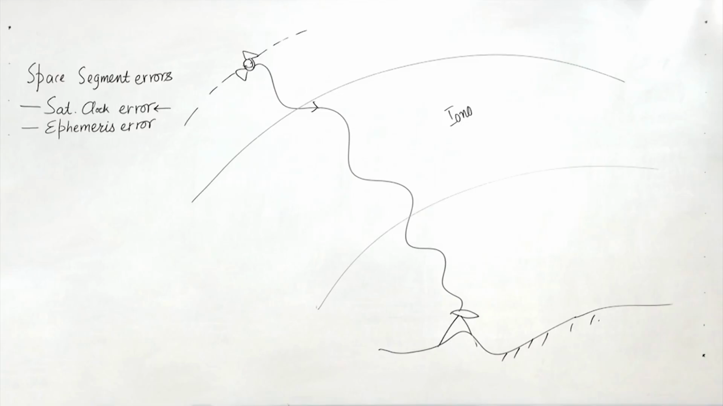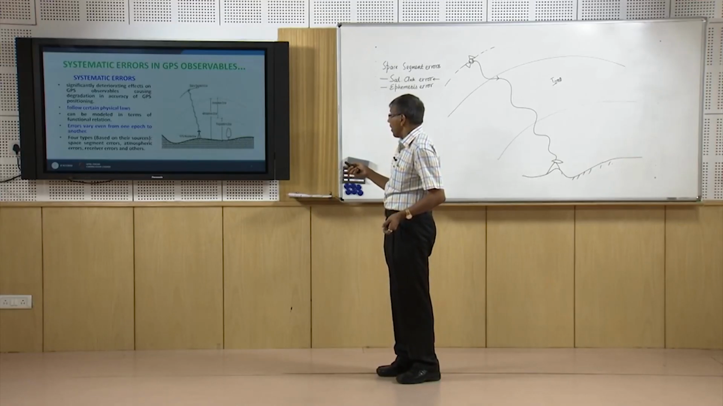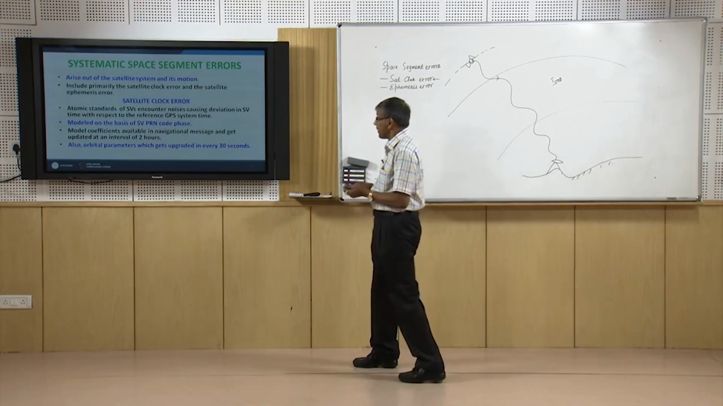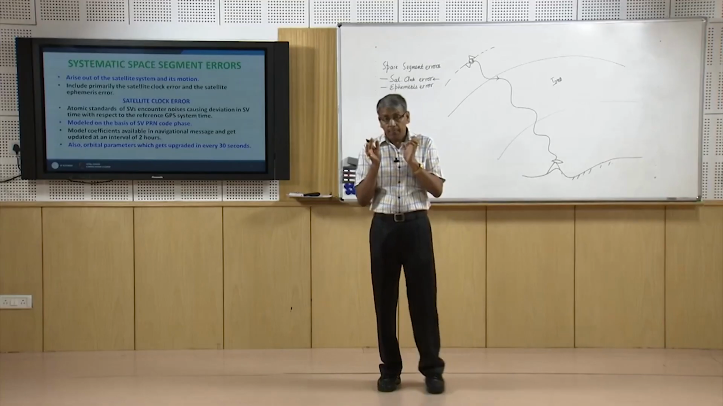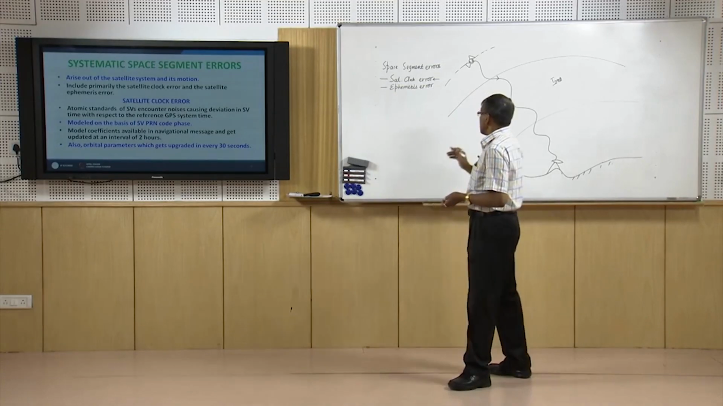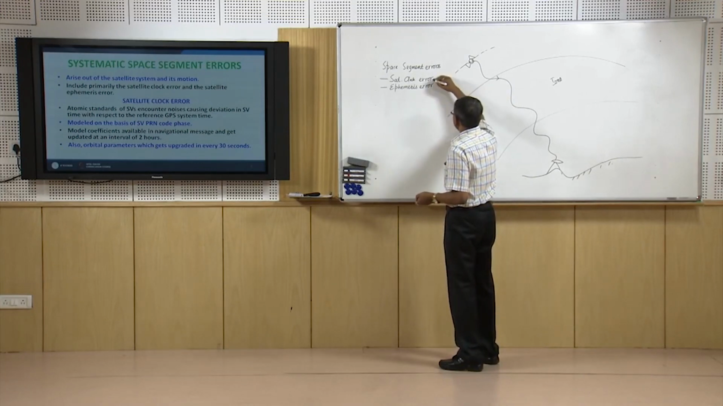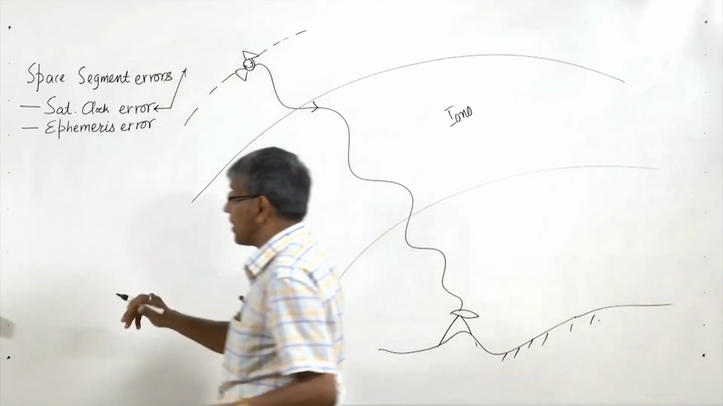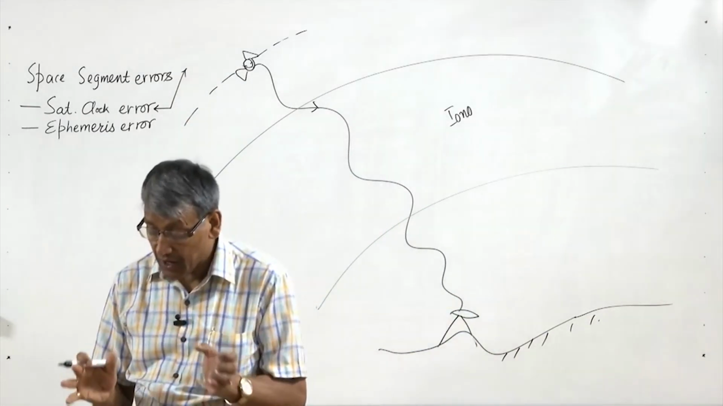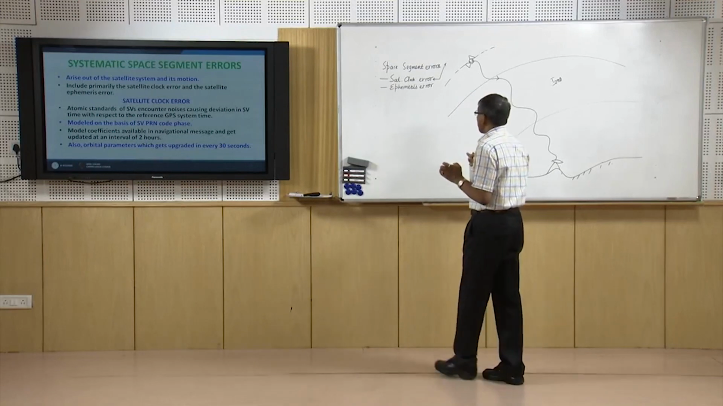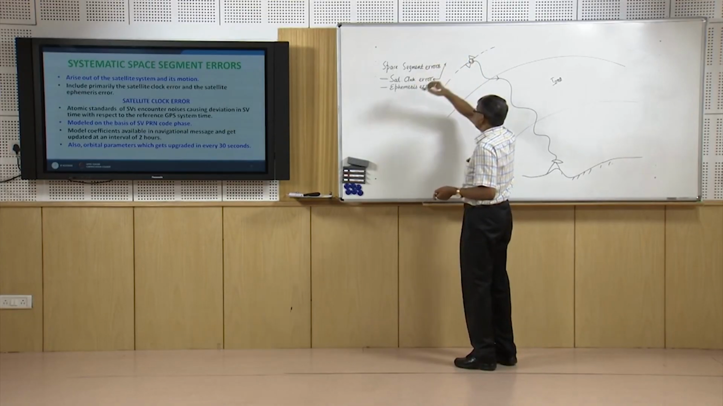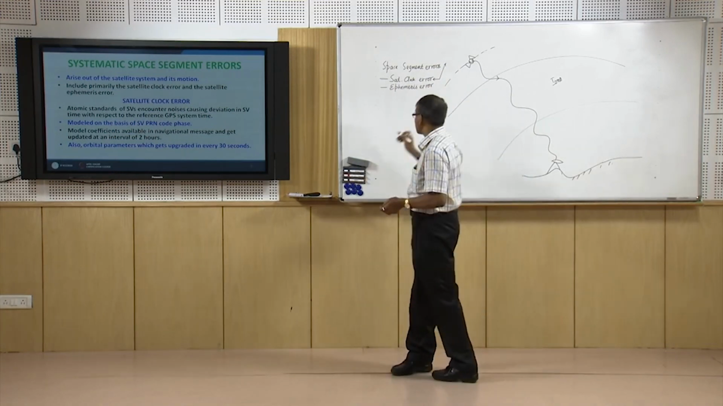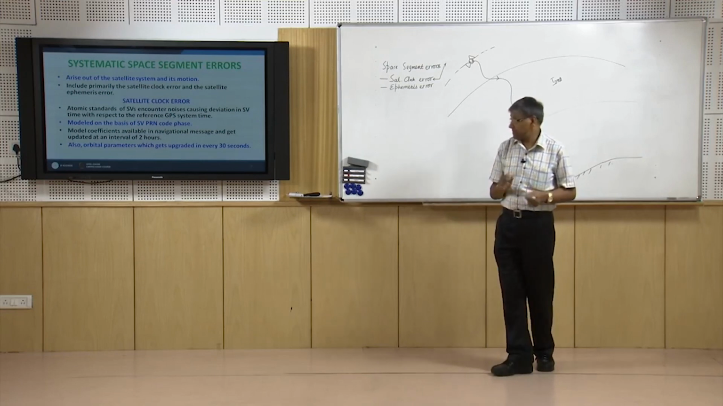And this error may be removed or reduced by making use of some parameters which are available with the navigational message. As it is a systematic error, there is a standard model of its behavior, and that model is based on some orbital parameters as well as some model parameters, and the values of those parameters are available in the navigational message.